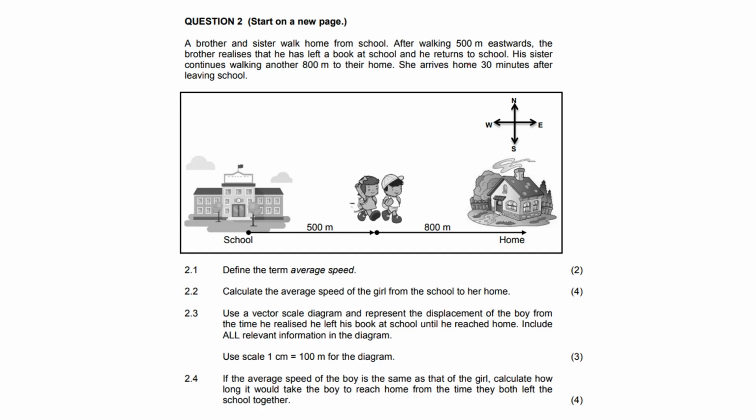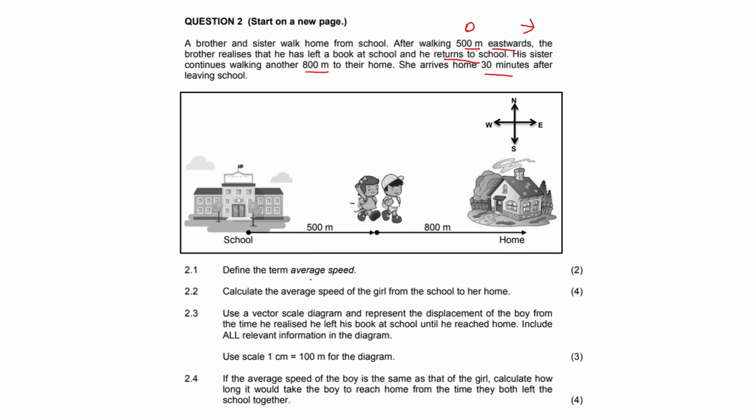Hi guys, we are taking a look at this question. A brother and sister walk home from school. After walking 500 meters eastwards, so they're walking to the right, 500 meters, that's the distance, the brother realizes that he has left a book at school and he returns to school. Very important: his sister continues walking another 800 meters to their home and she arrives 30 minutes after leaving for school. And then they show you a nice diagram to put things in perspective.